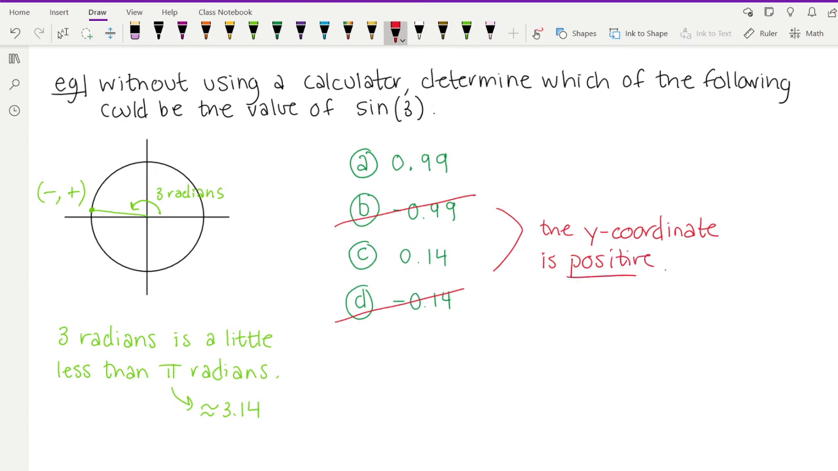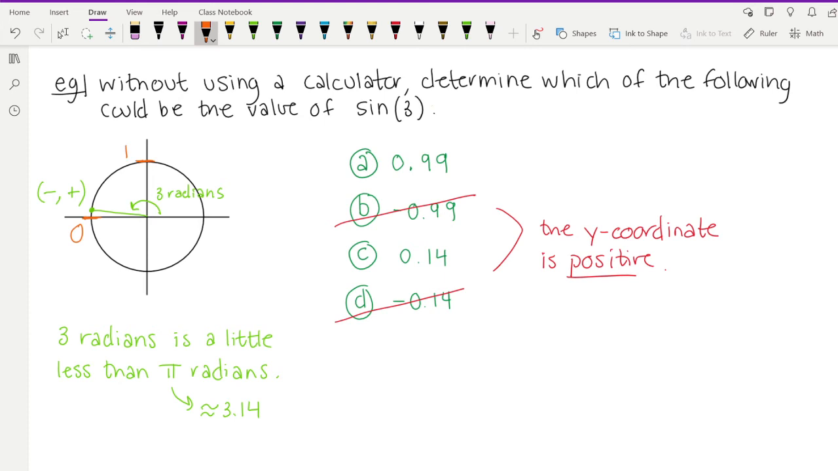Okay, so now we're left with 0.99 and 0.14. Which of those seems like it could be the value of the y coordinate of this? Well, remember that if we're looking at y coordinates, forgetting about the circle for a second, the y coordinate, if you were down here, would be 0. That's a y coordinate of 0. If you were up here, it would be 1. Because it's the unit circle, it has a radius of 1.